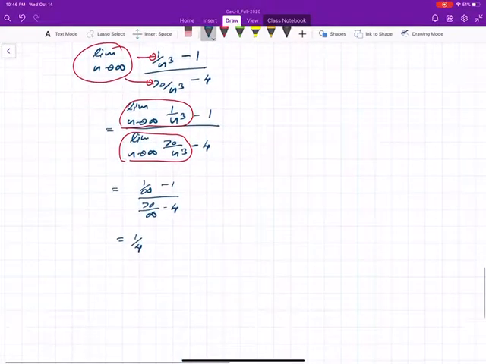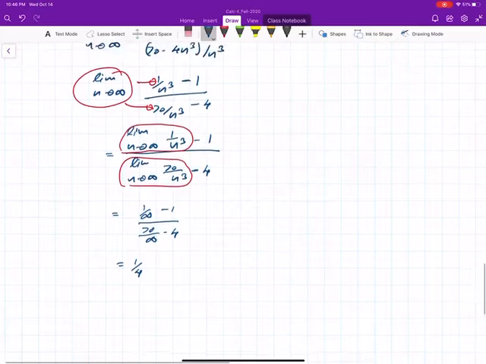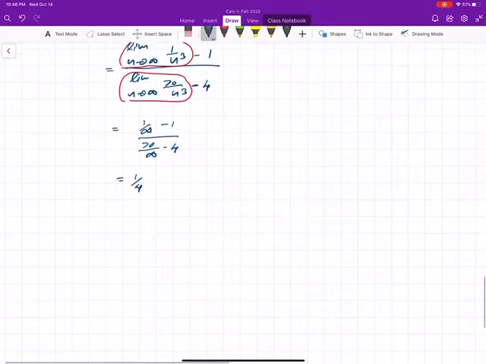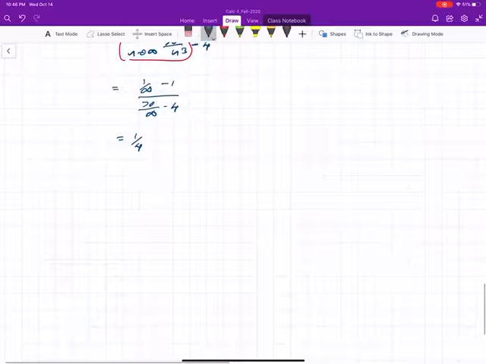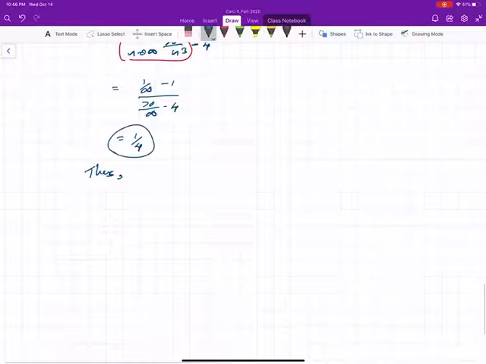Alright, so this is divergent. I'm sorry, this is convergent. Why is it convergent? Because you got a real number, not infinity. If you had infinity here, then you could say it is divergent. In this case, it is convergent.